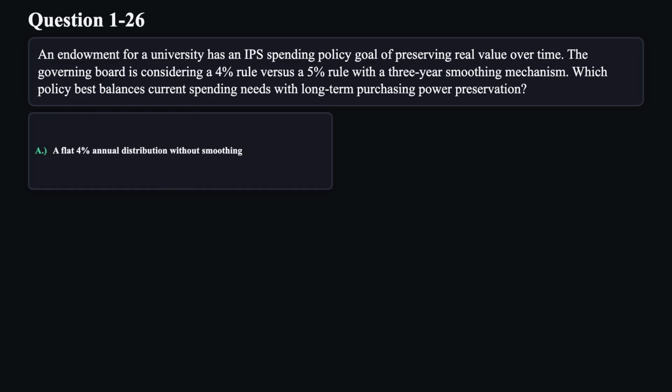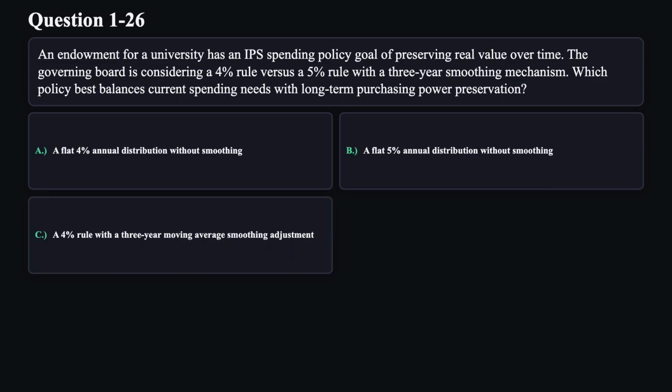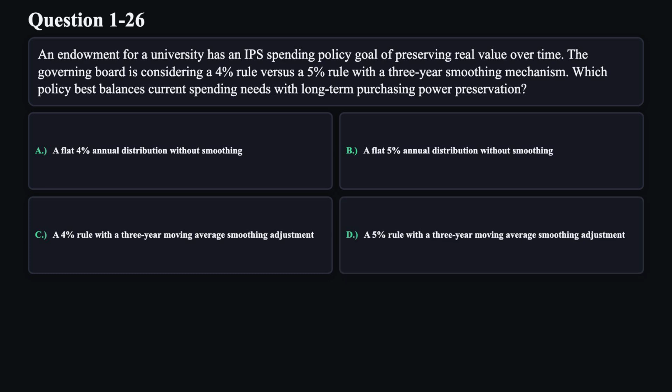A. A flat 4% annual distribution without smoothing. B. A flat 5% annual distribution without smoothing. C. A 4% rule with a 3-year moving average smoothing adjustment. D. A 5% rule with a 3-year moving average smoothing adjustment.